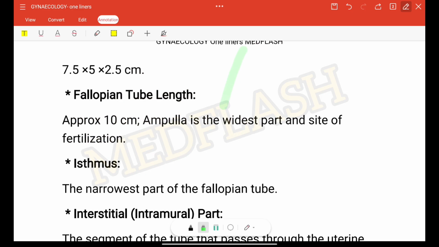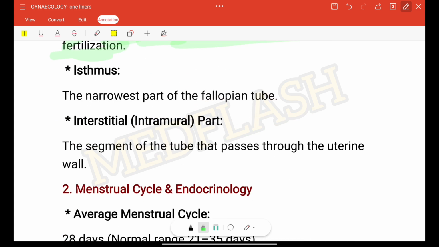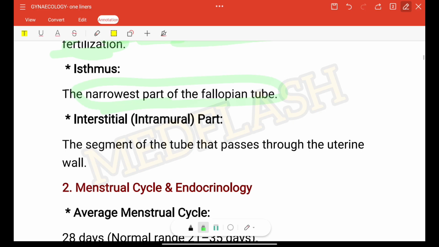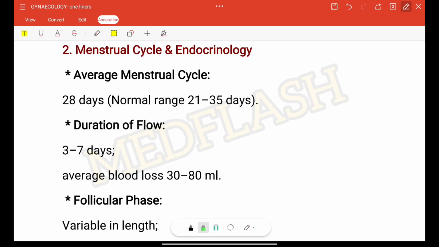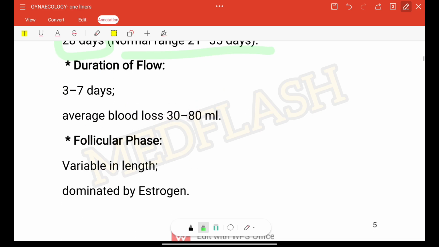Ampulla is the widest part and site of fertilization. Isthmus, the narrowest part of the fallopian tube. Interstitial or intramural part, the segment of the tube that passes through the uterine wall. Average menstrual cycle is around 28 days. Normal range is 21 to 35 days. Duration of flow 3 to 7 days. Average blood loss around 30 to 80 ml.